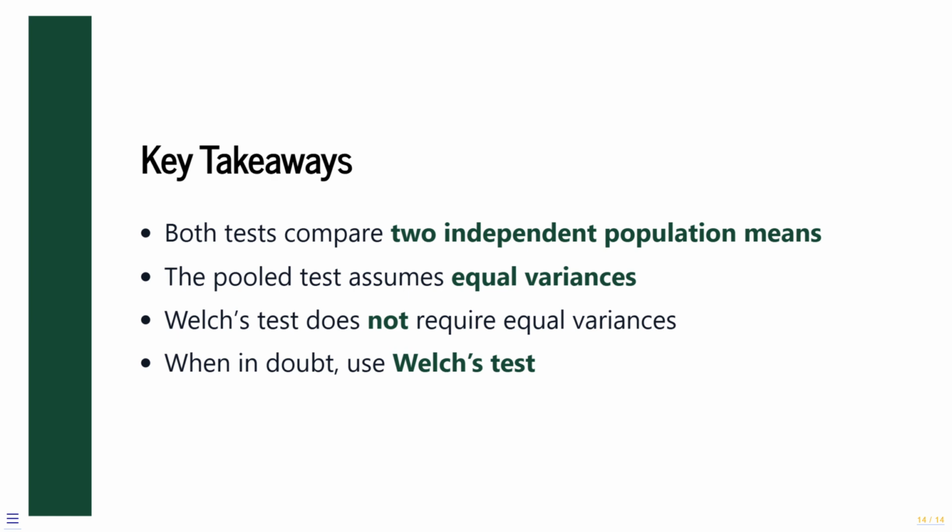The key ideas are that both methods compare two independent means. The pooled test assumes equal variances. Welch's test does not, and Welch's test is usually the better default when we are unsure.